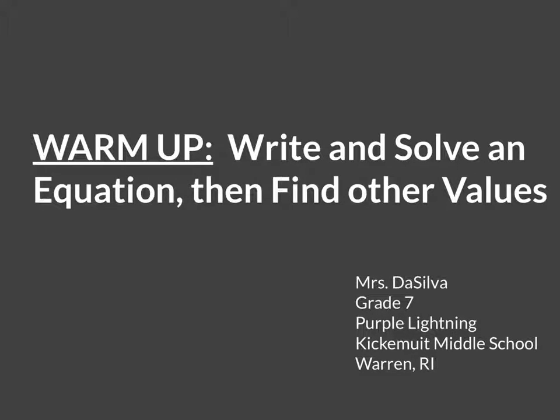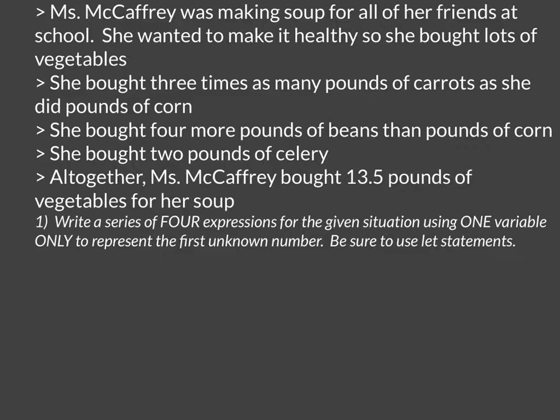Okay, so we're going to carry on writing and solving equations and then finding the asked missing values. So today, Miss McCaffrey is going to be making a soup. I'm very excited about that. She bought lots of vegetables. This is good. So it looks like this is where we're going to start. She bought 3 times as many pounds of carrots as she bought pounds of corn.